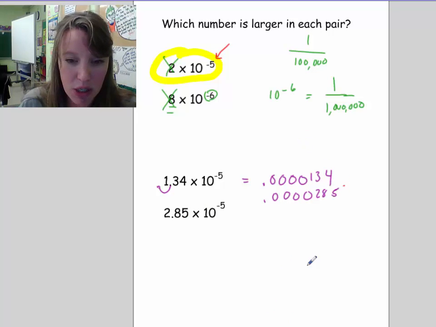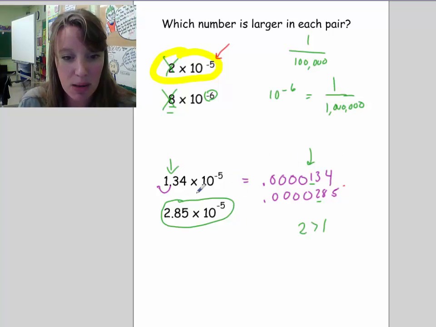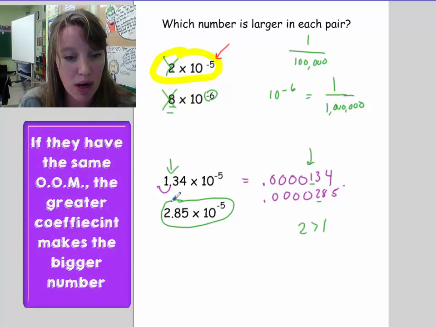Well, in this situation, these place values are the same, 1 and 2. Since they occupy the same place value, and 2 is greater than 1, we know that this number is actually bigger than this number, okay? Now, if they have the same orders of magnitude, whichever has the greatest coefficient is the bigger number.